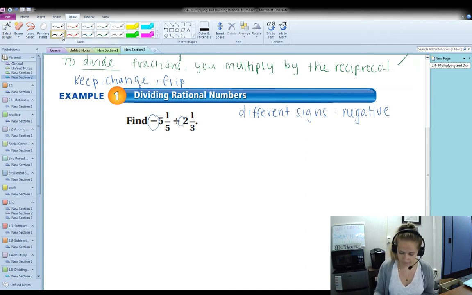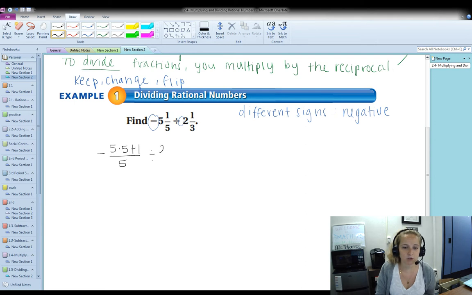So let's get started. First thing I need to do with this: these are mixed numbers. And remember, whenever we have mixed numbers, the first thing we need to do is turn them into improper fractions. So I'm going to keep the negative. And remember, to turn it into an improper fraction, you multiply the whole number by the denominator, you add that with the numerator, and you put it all over the denominator. So that's what negative 5 1/5 will be. And then we're dividing it by, turn this one, 2 1/3, into an improper fraction.